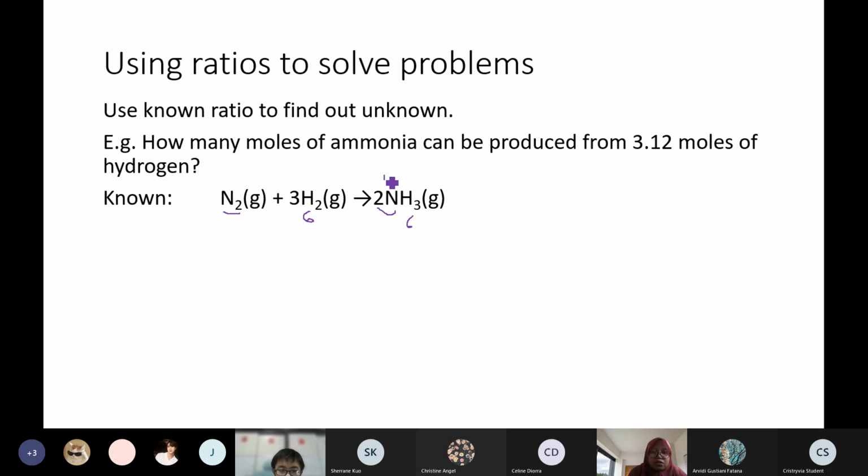And then, how many moles of ammonia? The question is about the moles of ammonia. This is ammonia, NH3, the chemical formula of ammonia, which can be produced from 3.12 moles of hydrogen. So the moles of hydrogen gas is 3.12 mole.